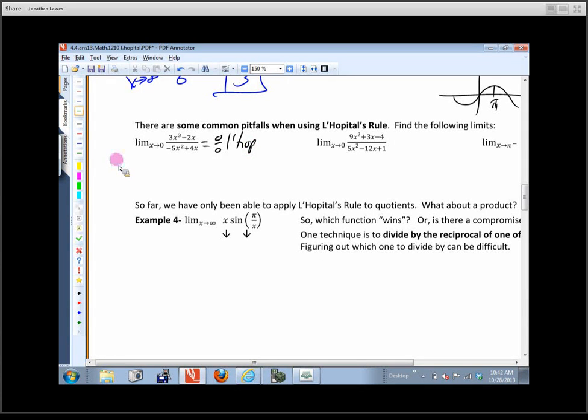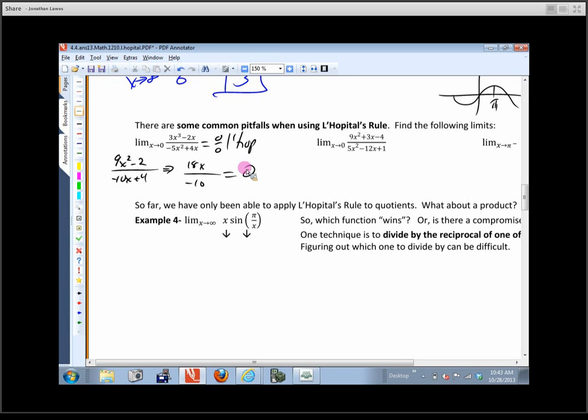And then I end up with 9x squared minus 2 here, and negative 10x plus 4 here. And gosh, this is so easy. I'm going to differentiate again. So this is going to be 18x, and this is going to be a minus 10. And I'm plugging in a 0 and I get a 0. Okay? Got a little carried away, didn't I?